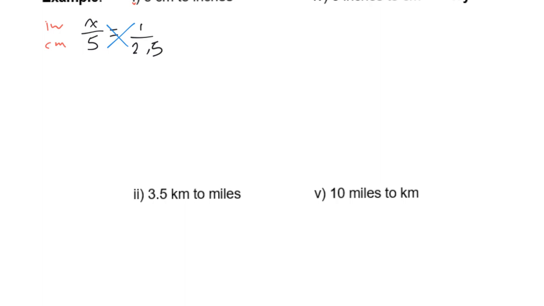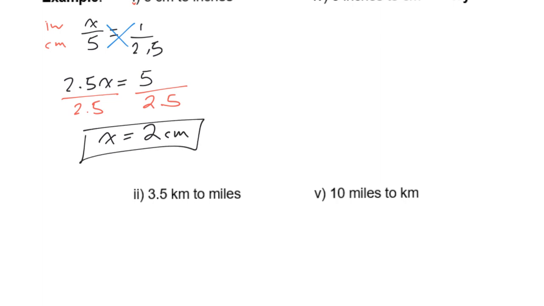Then we go and do our cross product as before. And we're going to get 2.5 times x is equal to, so we bring the x and the 2.5 together, 5 times 1, which gives us 5, doesn't it? Which means what we do next to get x by itself is we divide both sides by 2.5, and we're left with x is equal to 2 centimeters.